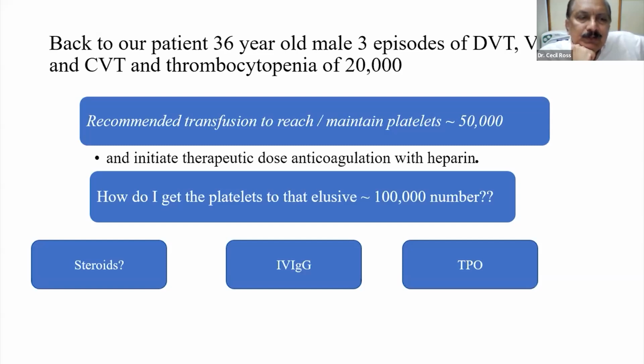Anyway, he was on steroids, and despite steroids for that renal problem, he developed thrombocytopenia. So steroids cannot be a good option in this fellow because he's already on steroids. That leaves you only two, IVIG or TPO, to increase the platelet to 1 lakh. Okay. So, anybody? This is a real case, huh? It's not from the air.